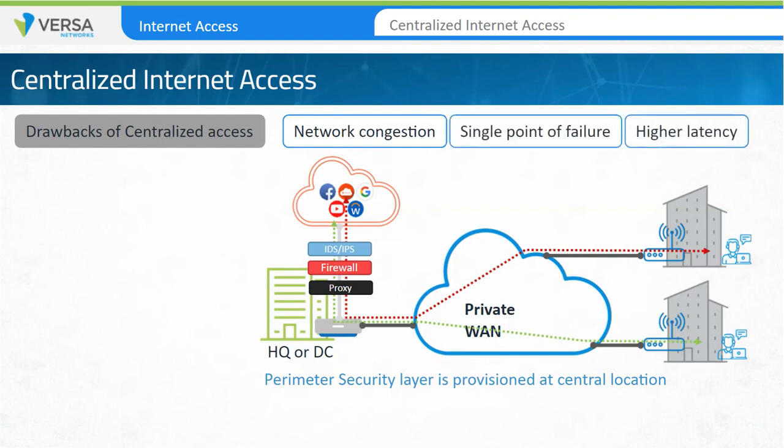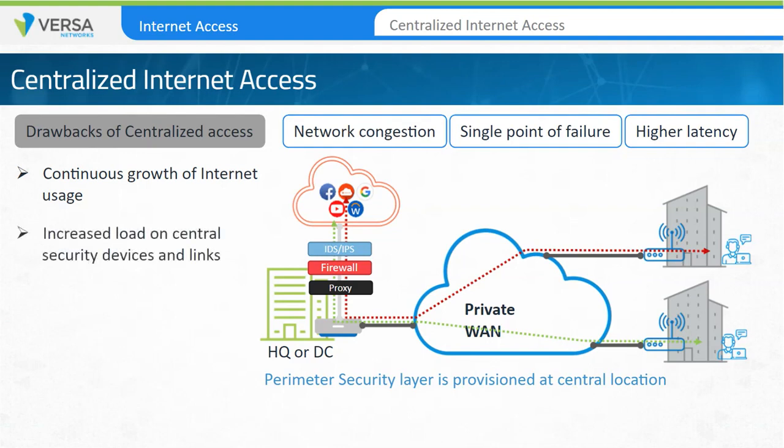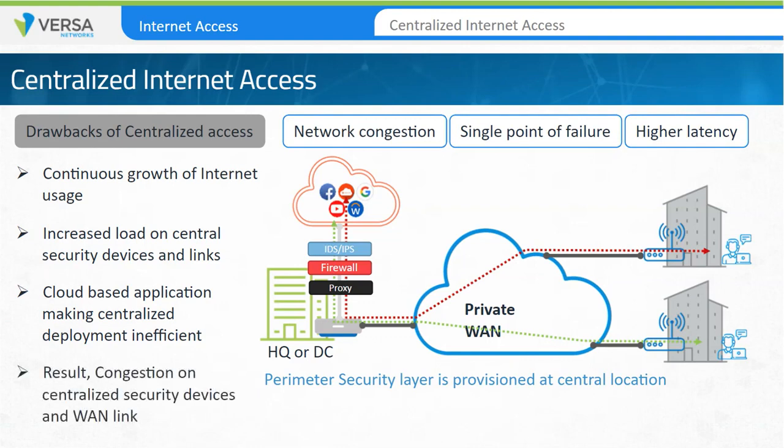First, we'll look at network congestion. Internet usage continues to expand at exponential rates. Computing power and file sizes continue to grow, which places an increased load on centralized security devices and WAN links. Due to the traffic shift towards internet destinations and internet-based services, the requirement that all internet traffic be forwarded across the WAN to a centralized site makes this design inefficient. It creates congestion on WAN links and on centralized security services.